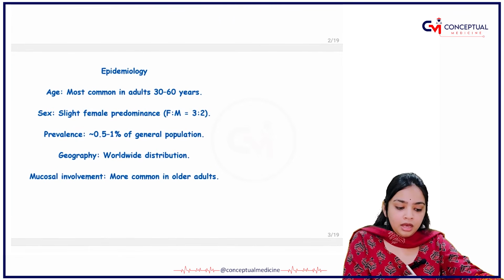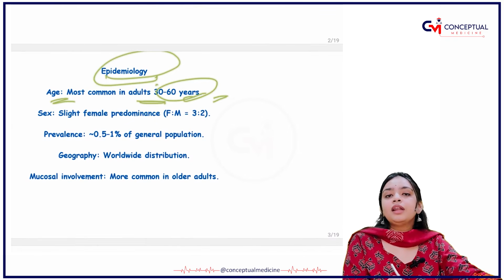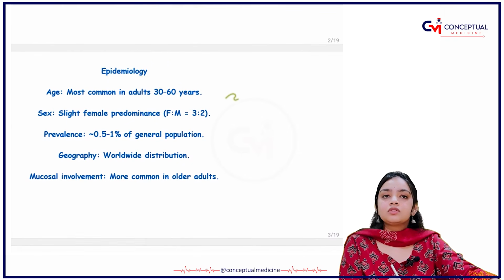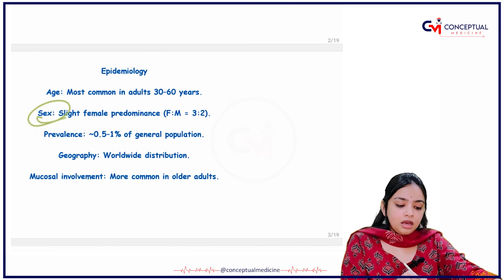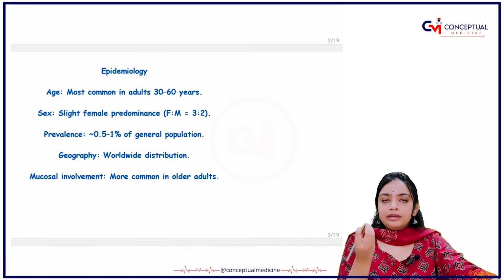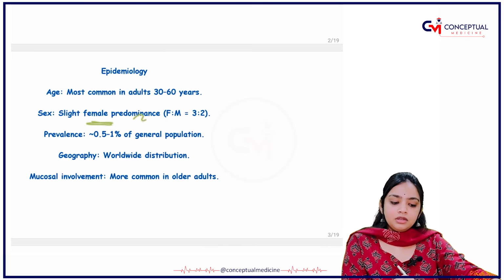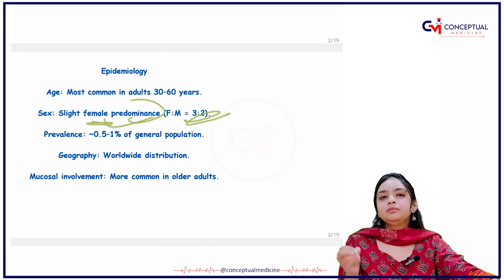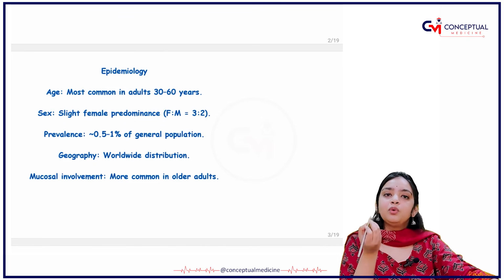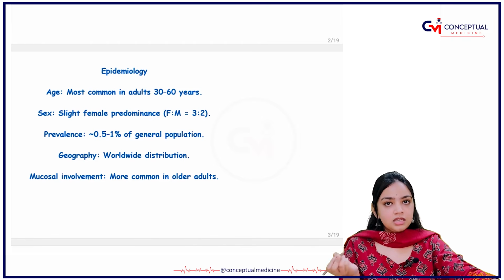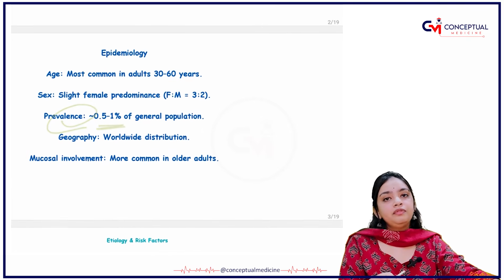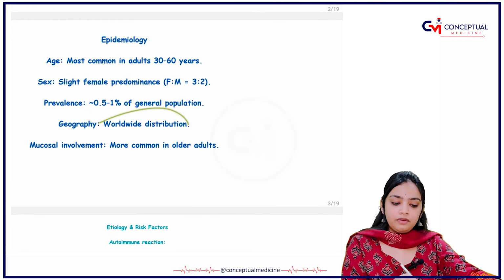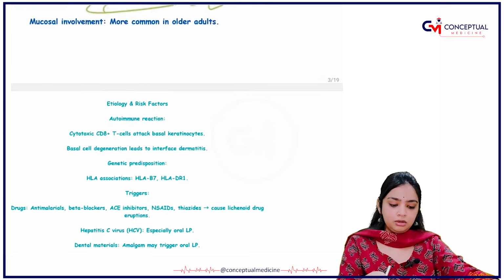Okay. If I talk about the epidemiology, it is most common in adults who are at the age of 30 to 60 years. In 30 to 60 years, it is most commonly affected. If I talk about the gender dominance, then it is a female predominant disease. Okay, females are more likely to develop this kind of disease as compared to the male. The prevalence is around 0.5% to 1%, and geographically it is worldwide distributed.